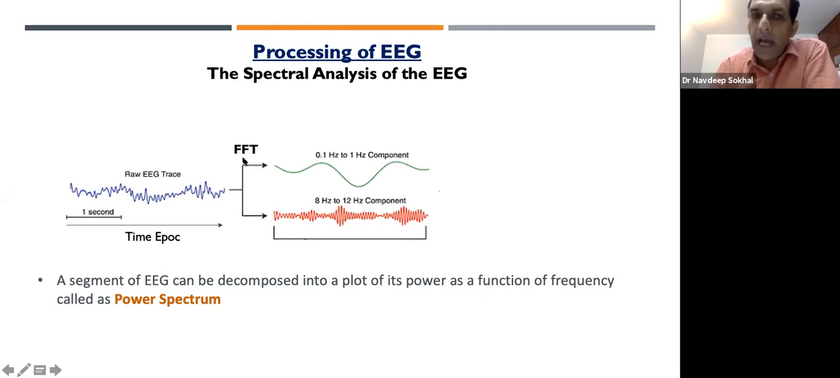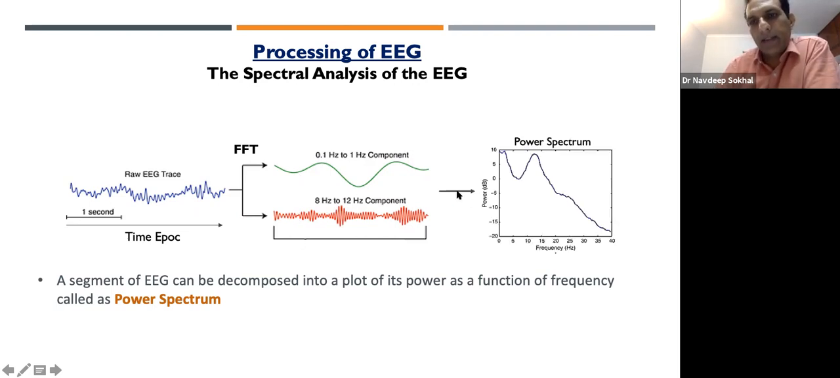What does the FFT do? FFT is fast Fourier transformation. This is the algorithm which breaks this into components of these waves. Suppose it has broken down into two components. That is, one is a wave in the frequency band of 0.1 to 1 hertz, and the other is a frequency of 8 to 12 hertz. Okay, so this is how it has been broken.